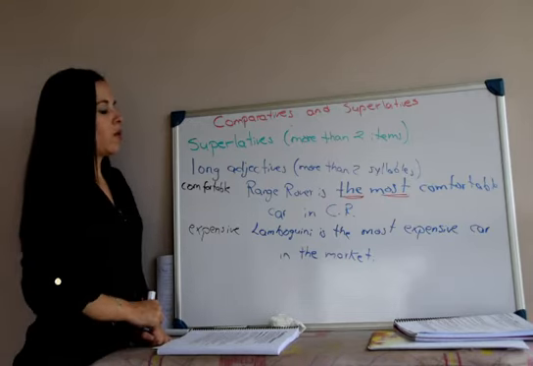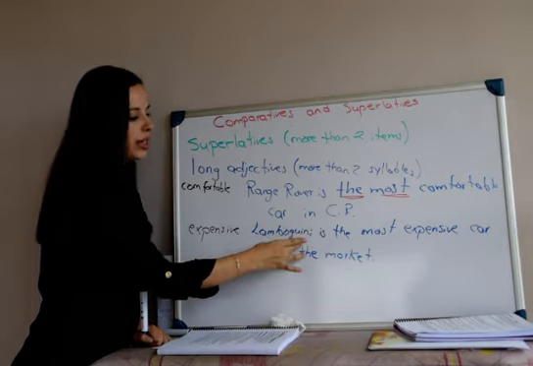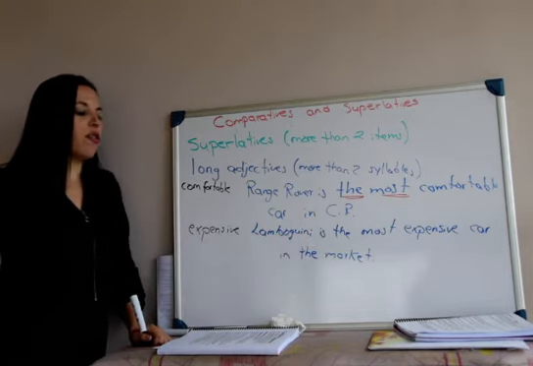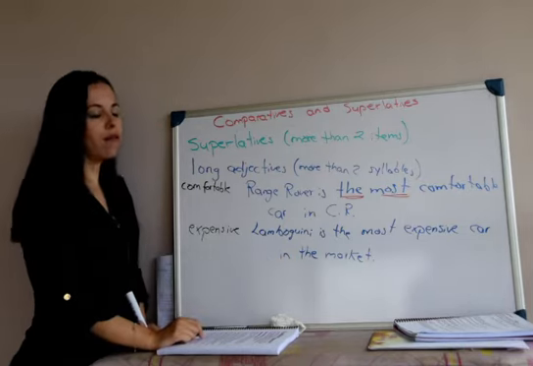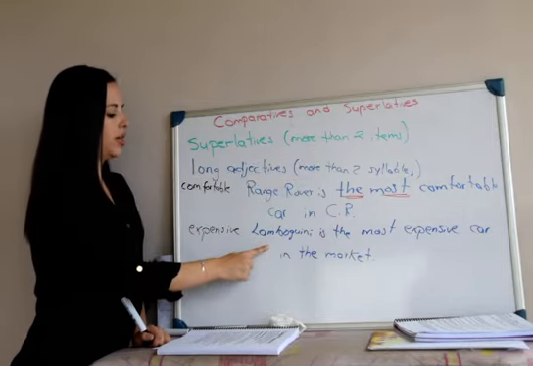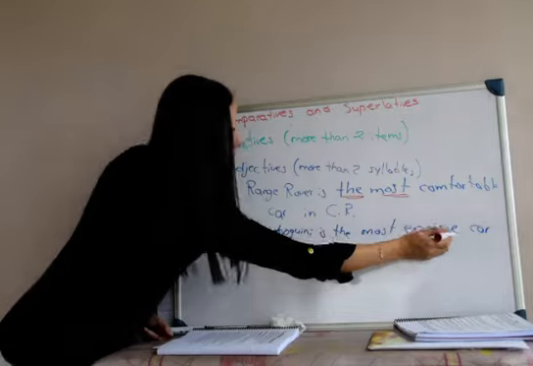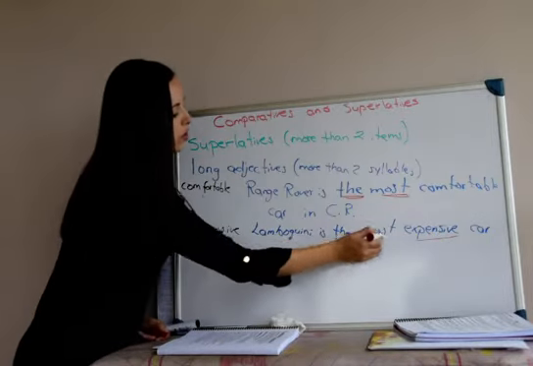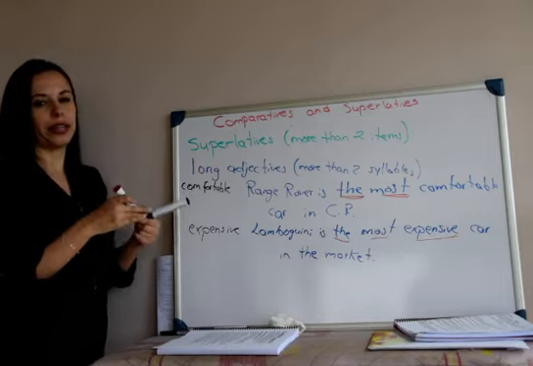Okay, so again, why do I use superlatives? Because I'm comparing the Lamborghini with many other cars. How many cars are there in the market? Thousands of cars. So I'm comparing more than two. Lamborghini is, and we have a long adjective. The adjective is long, so I need to use the most. The most expensive in the market, right?